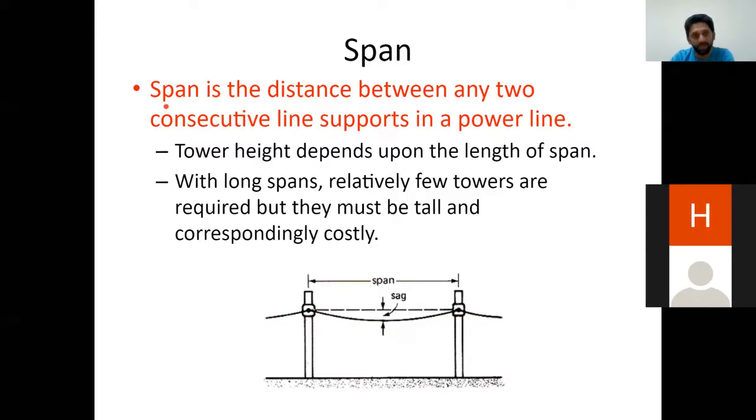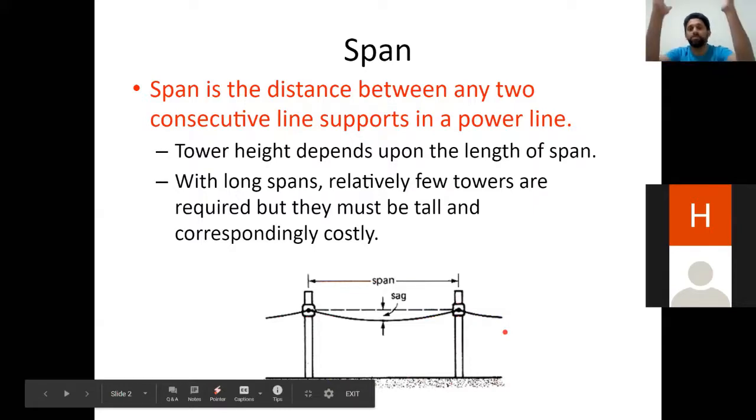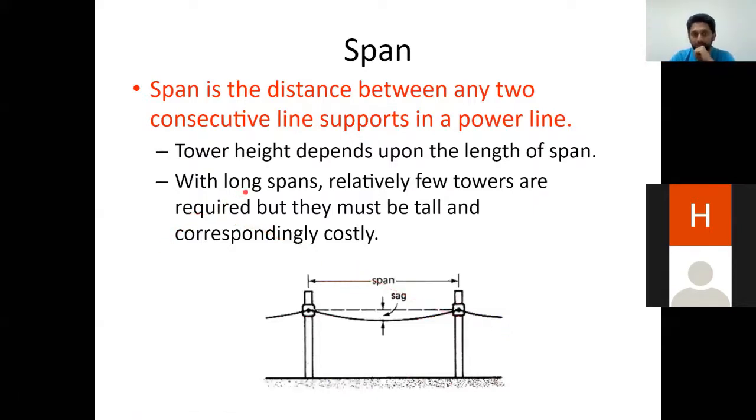Span is an important parameter because the tower height depends on span. If the span is more, height must be more. If span is less, height can be reduced, because this is the transmission line. As the distance increases, it will go down like this, and the distance from ground will be less. Therefore, if the span is more, height must be increased.